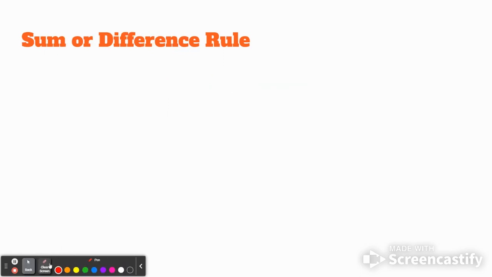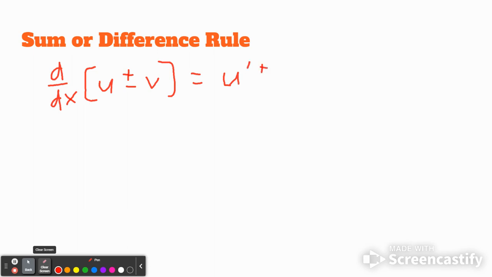The next one is the sum or difference rule, which states that if we have a function that can be represented as u plus or minus v, where u and v are both functions of x, then the derivative will take the form of u prime plus or minus v prime.